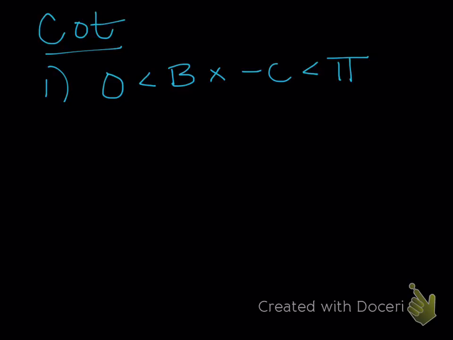Tangent's is negative half pi, positive pi. This is 0 and pi. Again, bx minus c would come from whatever is located after my cotangent. And again, we would solve for x.